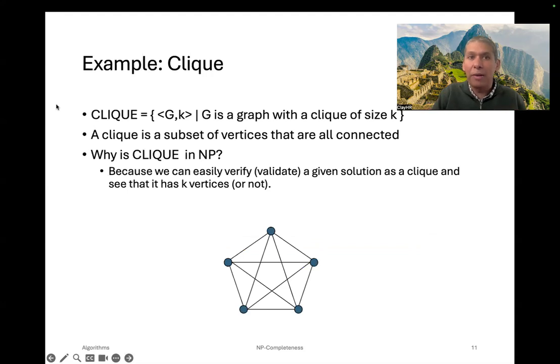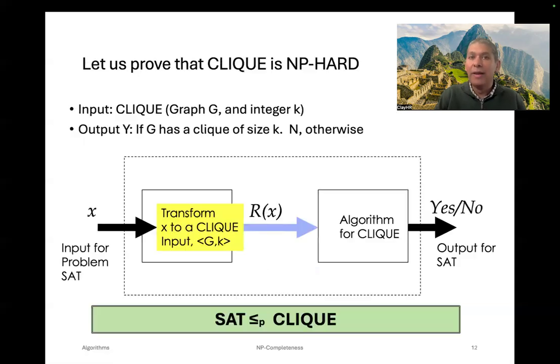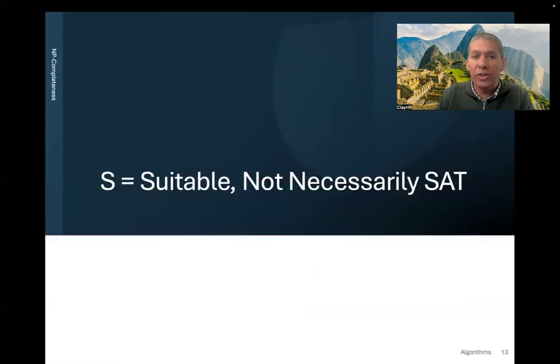As a very quick example, and we won't go into the details here, if you just want to show that the clique problem is NP complete, we will use the same exact method. First of all, we will show that the clique problem is in NP. That means we can validate a given solution. And then we will show that clique is hard by transforming the SAT problem to the clique problem. And you can cover that in a separate video on how to do that transformation. But this is what essentially this methodology shows here.